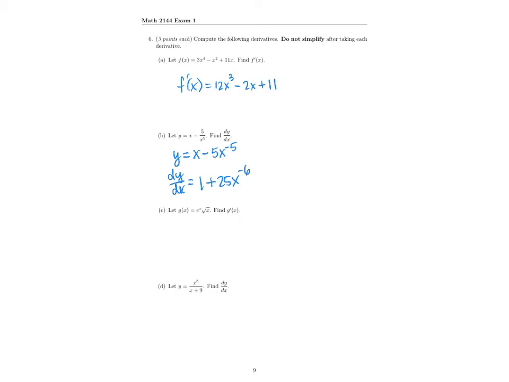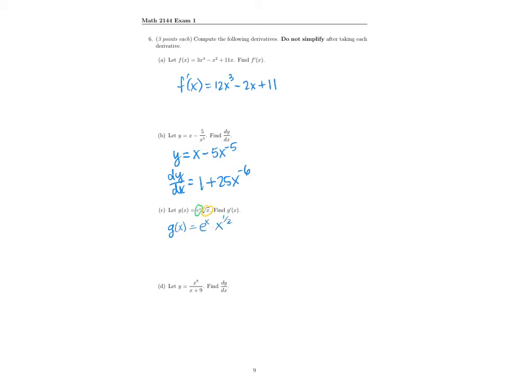Okay, and the next one, I notice that this g of x is the product of two functions. I have this function, and I have this function. So since my function I'm trying to take the derivative of is a product, I'm going to need to use the product rule. And so I think the first thing I might do is rewrite g of x, because that square root I want to write as a power. So I'll rewrite g of x as e to the x times x to the 1/2.